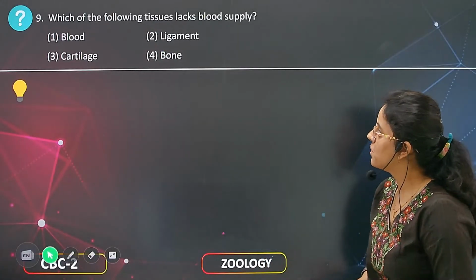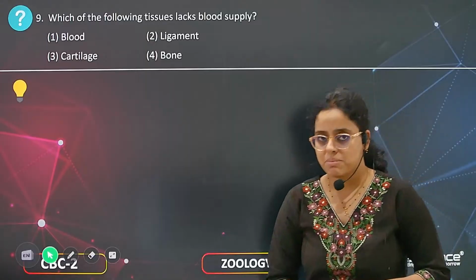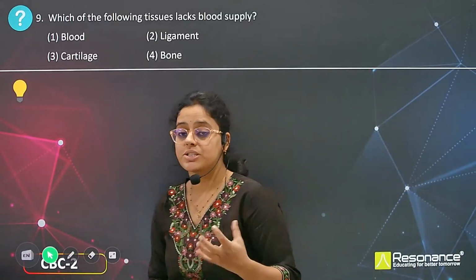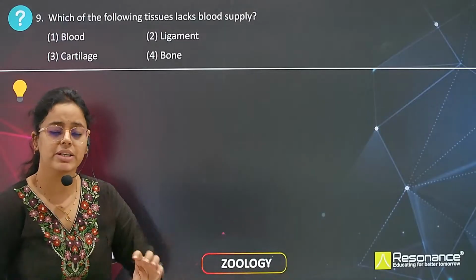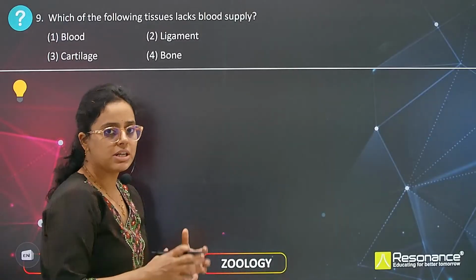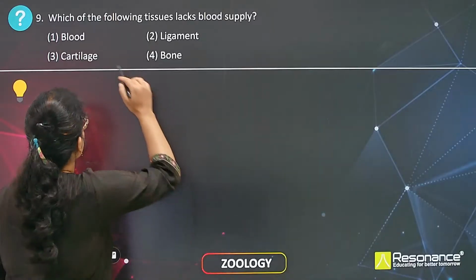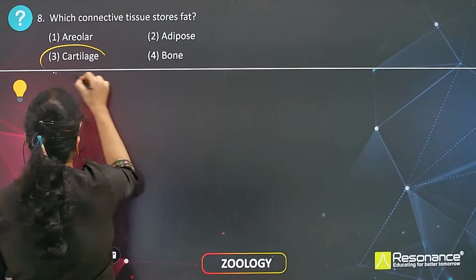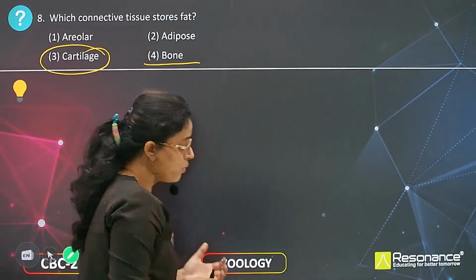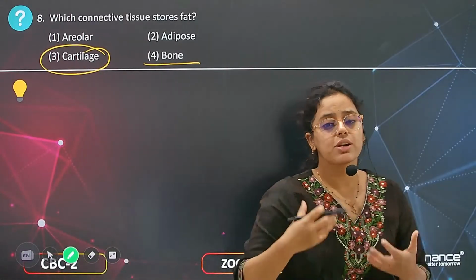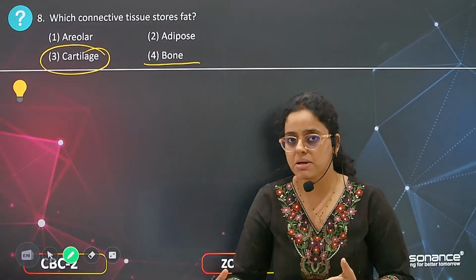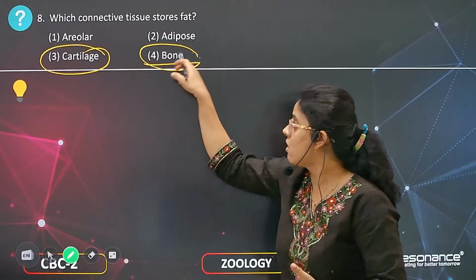Which of the following tissues lacks blood supply? As I have told you earlier also, epithelial tissue doesn't have blood supply or nerve supply. Connective tissue has blood supply and nerve supply, but here the cartilage is the one which doesn't have blood supply. Bone, adipose tissue, areolar tissue: adipose and areolar tissue are loose connective tissue. They have blood supply and nerve endings are present. Bone also has blood supply.